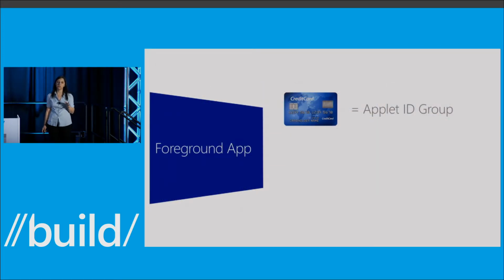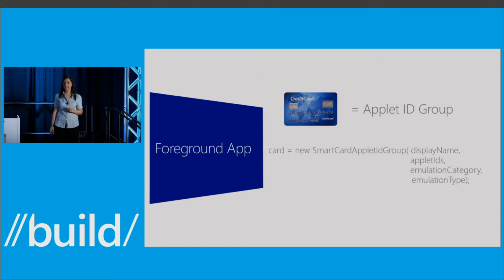So I'm going to go through the foreground app in a little bit more detail. What is an applet ID group? An applet ID group is a group of AIDs that logically belong together. So whatever applet IDs are in a plastic card, you put it in an applet ID group. It has 4 main properties.